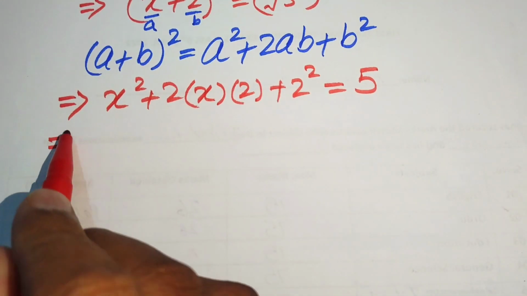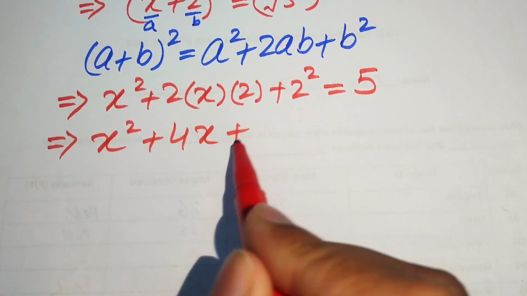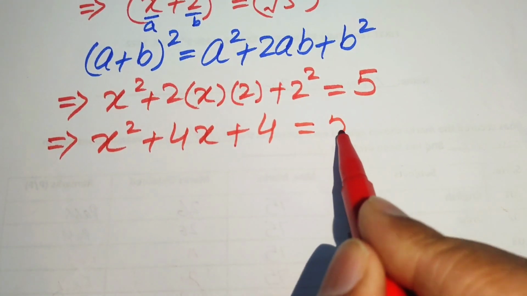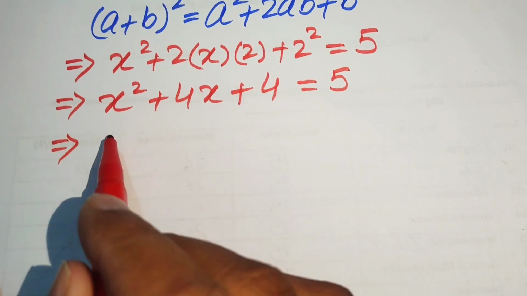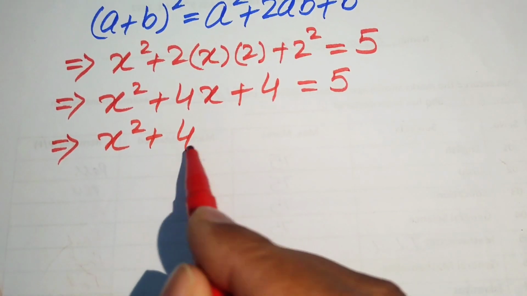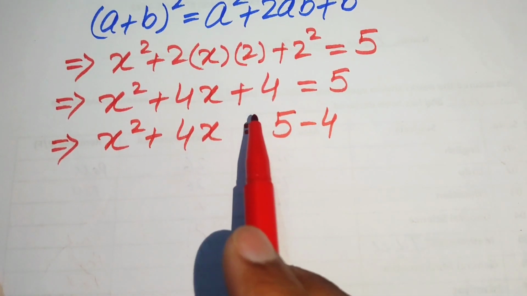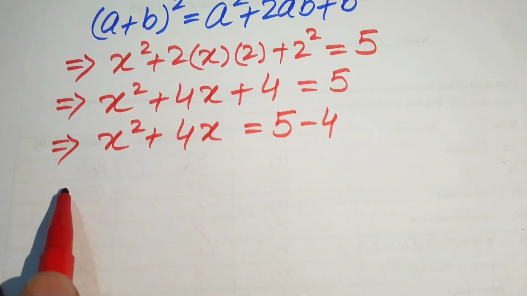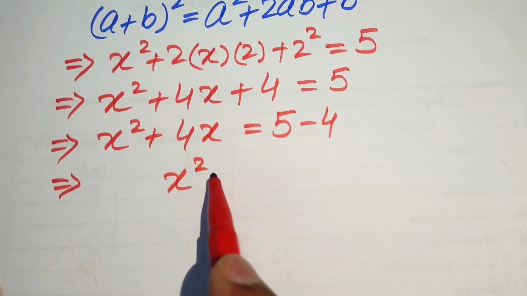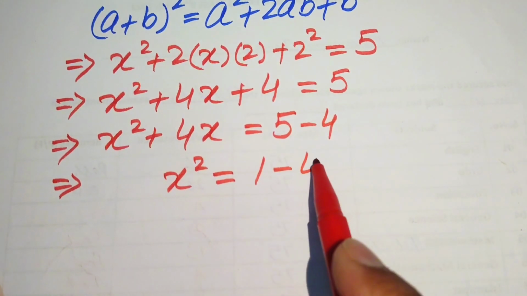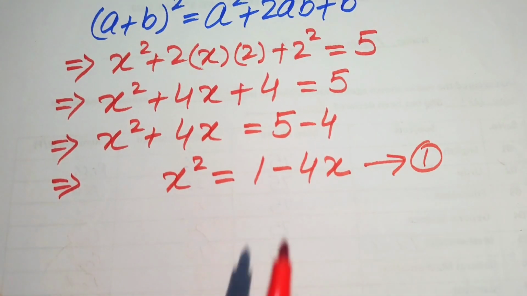Further, we need more simplification, and we write it as x squared plus 4x plus 4, since 2 squared becomes 4, and this whole thing equals 5. Now we move this plus 4 to the right hand side, and it is written as x squared plus 4x equals 5 minus 4. When we move the plus 4 to the right hand side, it becomes minus 4. Similarly, we move the plus 4x to the right hand side, and we get x squared equals 1 minus 4x. We call this equation number 1.